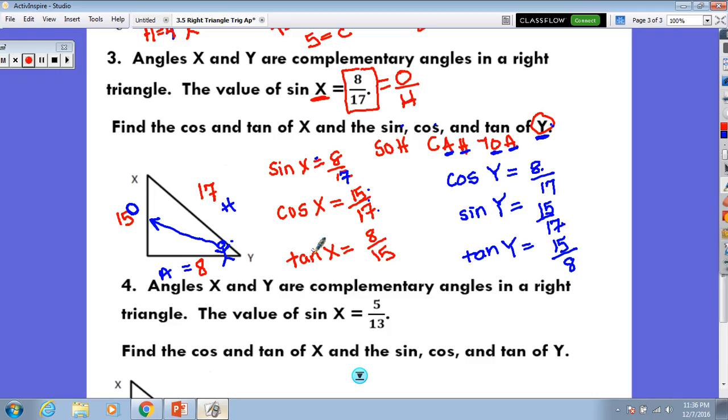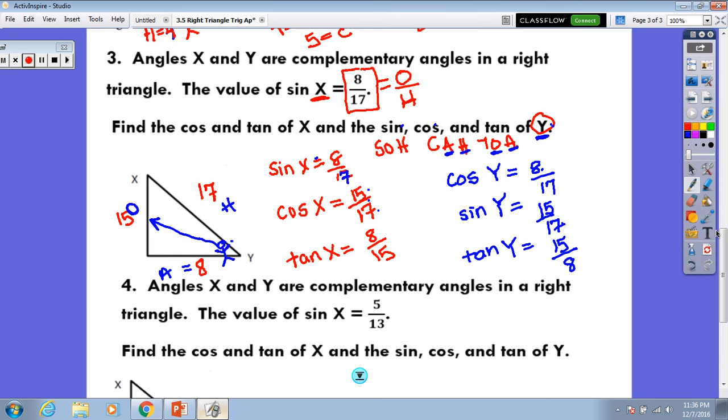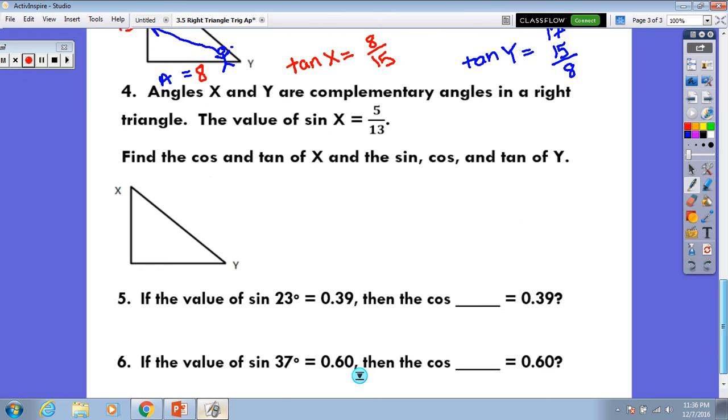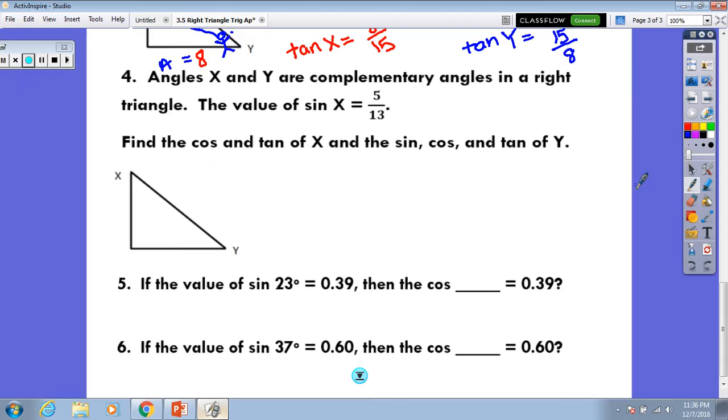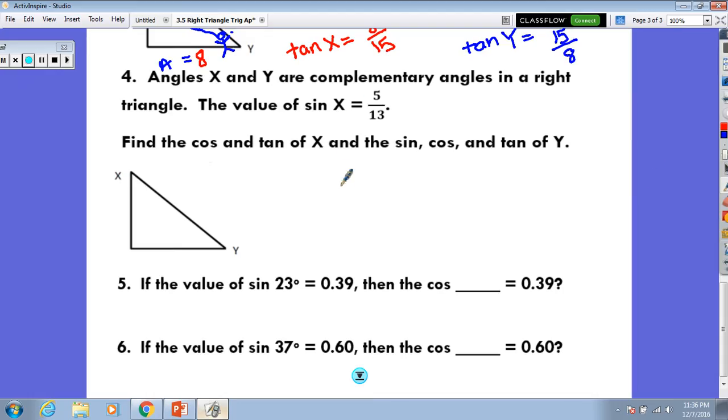Alright, and that is problem number 3. So number 4 is going to require me to do the same thing. And this is the last problem that we have that's really long. 5 and 6 are very short. Okay, so we're almost done.